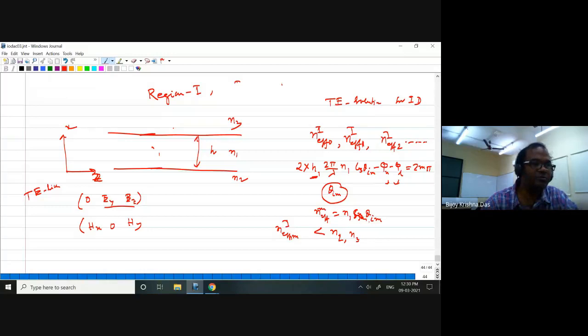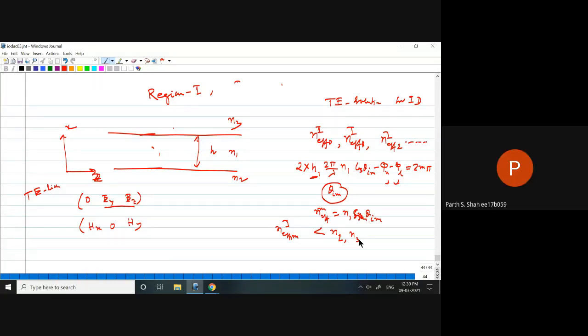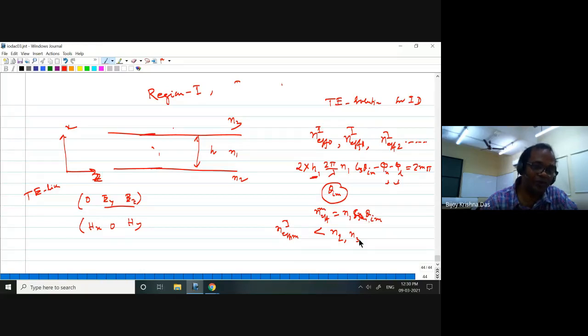Will that be a guided mode? Anyone? No, sir, you won't have TIR anymore. Because whatever n effective you get, that should be higher than the cladding, higher than the effective index of both claddings. So as long as the solutions are greater than or equal to n2 or n3, whichever is the higher, they should be greater than that, otherwise the mode will not be confined.